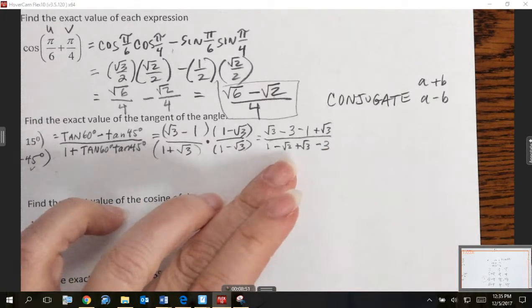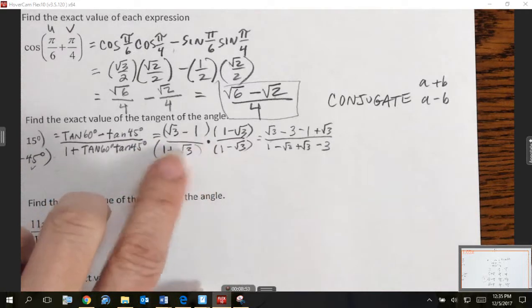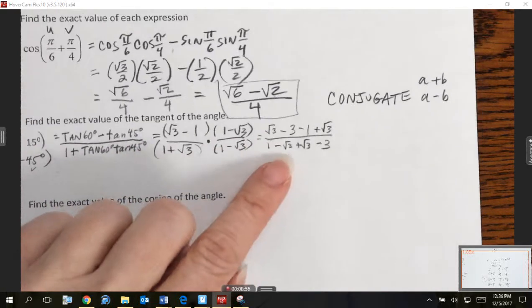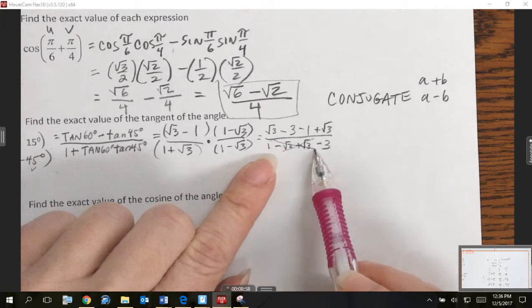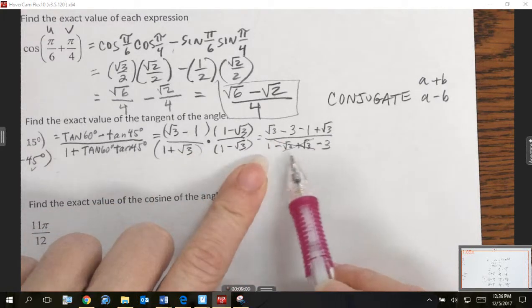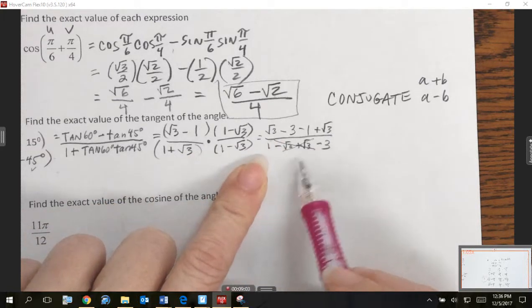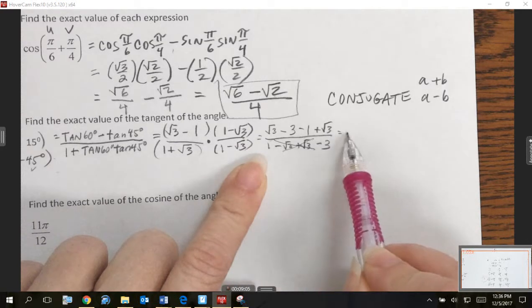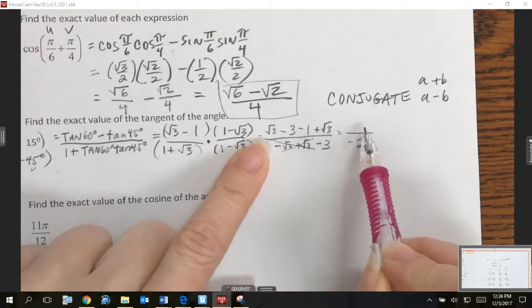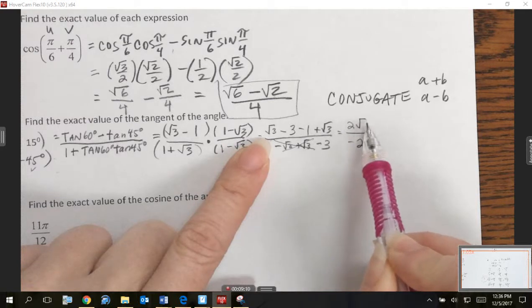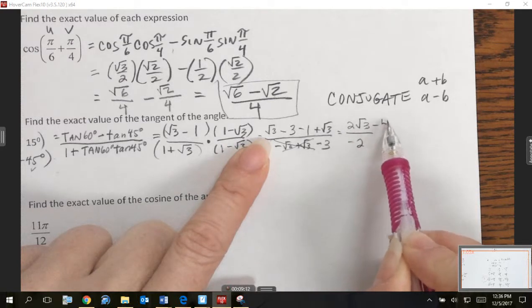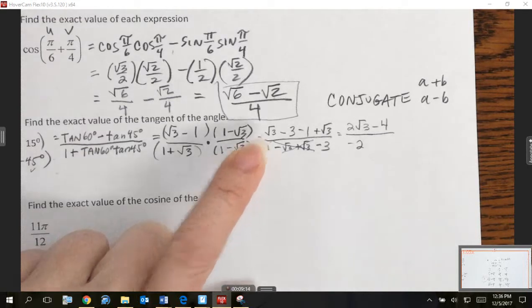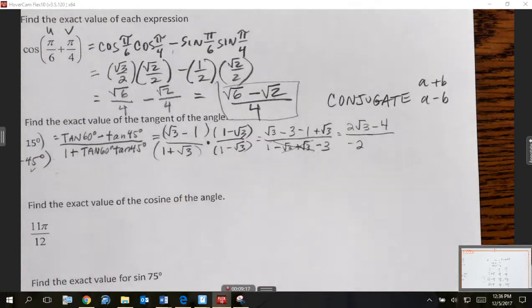So on the denominator, when I multiply by conjugates, what happens to all the square roots? They cancel each other out, because with conjugates, you lose the middle 2 terms. So we get on the bottom a negative 2, and on the top, we get 2 radical 3 minus 4. And we always reduce fractions, so we say, is that reduced all the way, or can I simplify it further? I can. How?